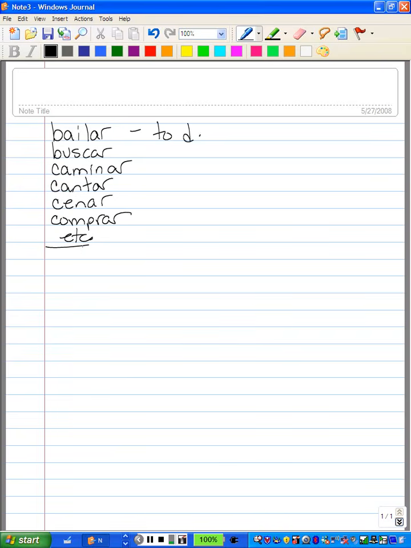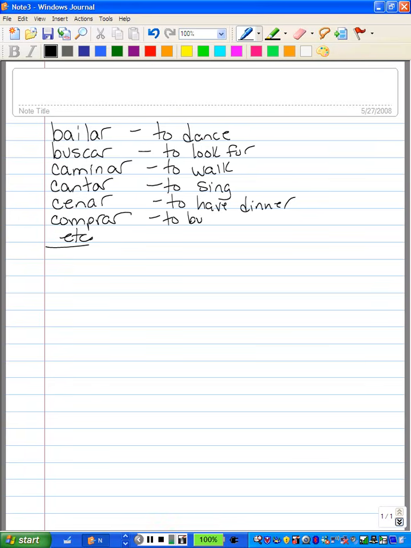Alright, what you have here, you've got the verb to dance, you've got the verb to look for, to walk, to sing, to have dinner or supper, to buy. Alright, notice every single one of these ends in the letters AR.